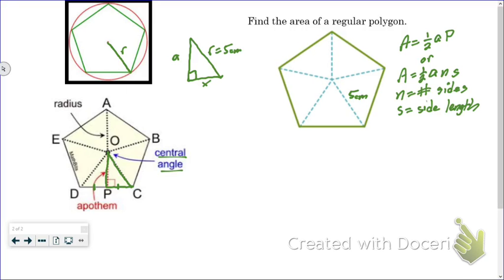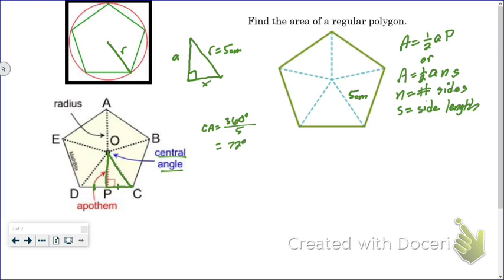Well, the central angle here for any polygon is always going to be 360 degrees divided by the number of sides, which in this case is 5. So the central angle here will be 72 degrees.